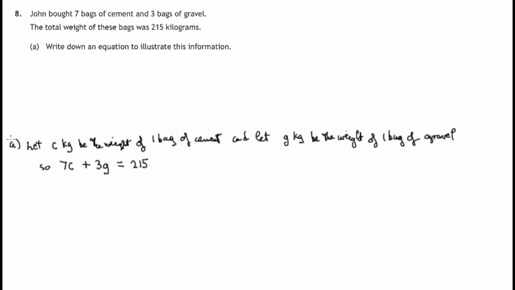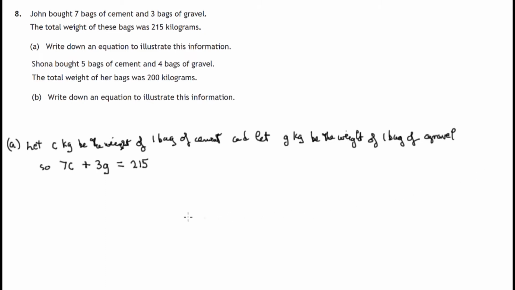So that's part A. Let's now have a look at part B. In this we have introduction of a new character, Shona. She bought 5 bags of cement, 4 bags of gravel. Total weight of her bags was 200. And let's write another equation for that information. So 5 bags of cement, 5 lots of C kilograms, 5C, plus 4 bags of gravel, 4 lots of G kilograms, would be equal to 200 kilograms. So 5C plus 4G equals 200.